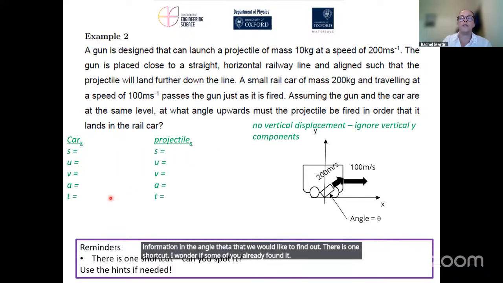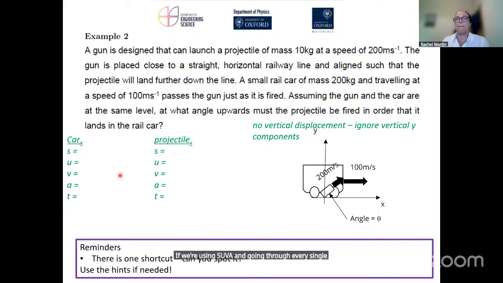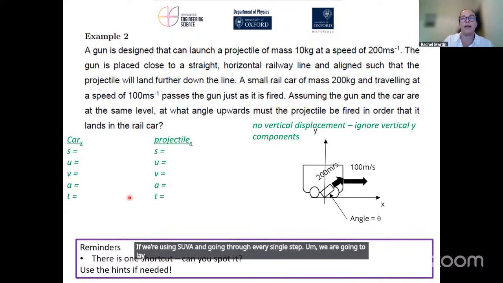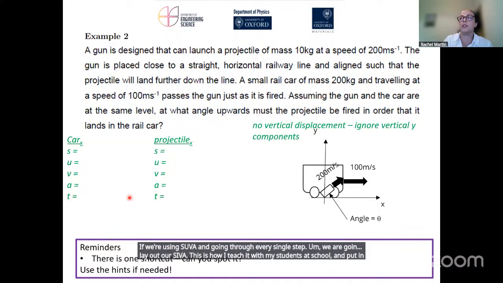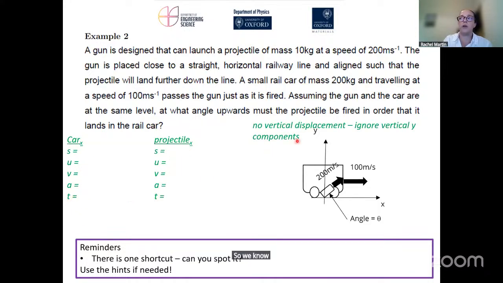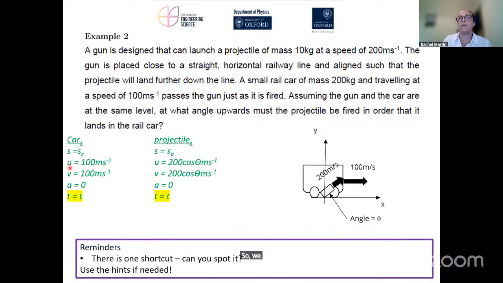If we're using SUVAT and going through every single step, we are going to lay out our SUVAT. This is how I teach my students at school, and put in the information that we already have. So we know for the full motion, there's no vertical displacement. And so we're going to only focus on breaking down SUVAT in the X component, because at the end of the motion, the gun ends up in the rail car. So we know the information about the velocity at the beginning, the velocity at the end.